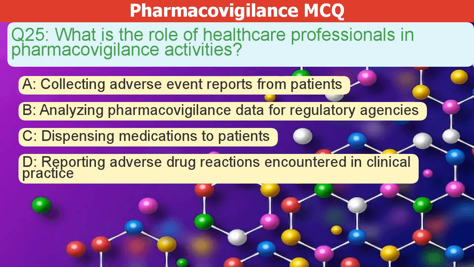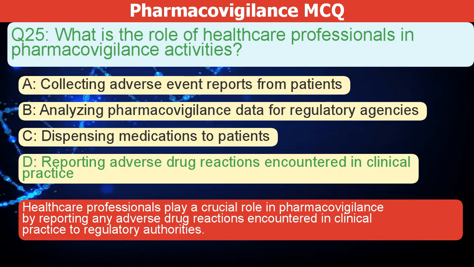What is the role of healthcare professionals in pharmacovigilance activities? A. Collecting adverse event reports from patients. B. Analyzing pharmacovigilance data for regulatory agencies. C. Dispensing medications to patients. D. Reporting adverse drug reactions encountered in clinical practice. The correct answer is D. Healthcare professionals play a crucial role in pharmacovigilance by reporting any adverse drug reactions encountered in clinical practice to regulatory authorities.